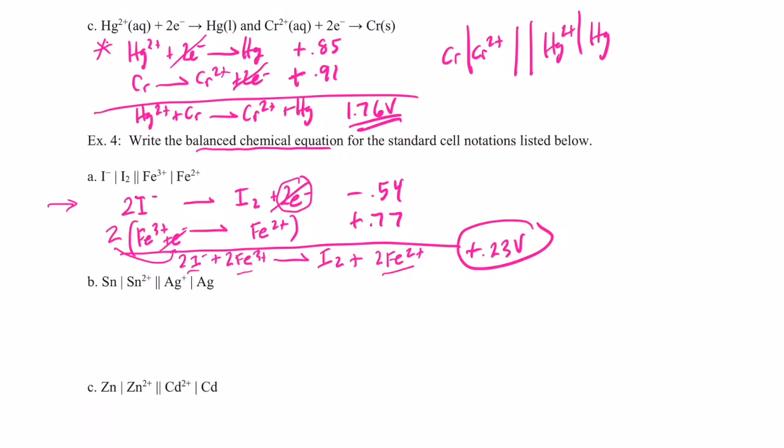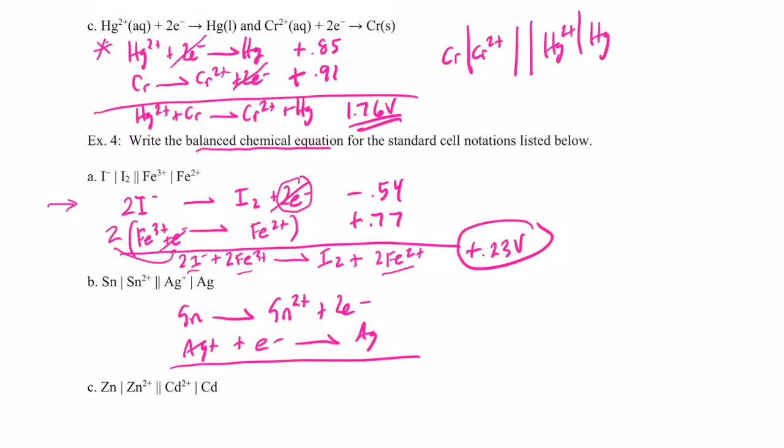All right, welcome back. Looks like we have Sn becoming Sn2 plus. To do that, it had to get rid of 2 electrons. The other one is Ag plus is going to turn into Ag, and to do that, it had to gain an electron. So let's see if we can find both of those potentials on the other page.